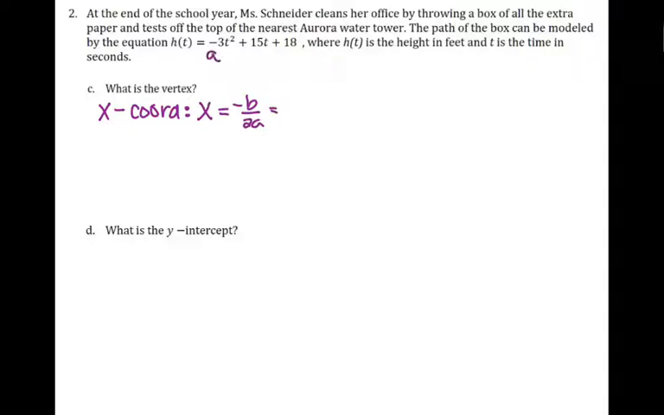So again, a is negative 3, b is 15, and c is 18. So I'm going to take negative b, so negative 15 over 2 times a. That gives me negative 15 over negative 6, which in the calculator I can go ahead and reduce to 2.5. So that's going to be my x-coordinate.